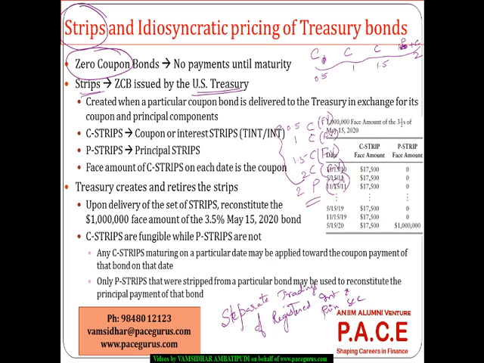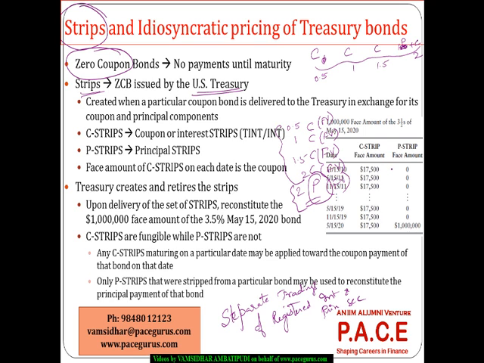The coupon or interest specific strips are called C strips, and the face value related strips, or principal related strips, are called P strips. Now you see the face amount of each of the C strips is the coupon which was there as part of the original bond, and the face value of the P strip. These are all zero coupon bonds. No intermediate payment comes up.